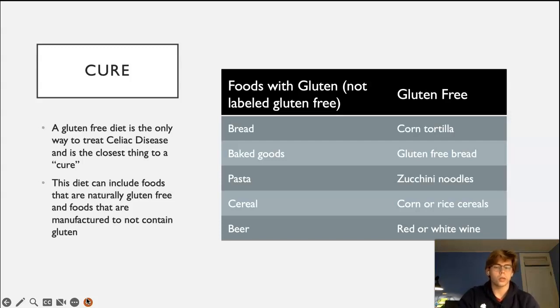If you want to have a burrito, you can use a corn tortilla instead of a flour one. If you want to have spaghetti, you can use something like a zucchini noodle. For cereals, you have to stick with a corn or rice cereal, something like Rice Chex. And then for alcohol, you can drink red or white wine. There's also certain types of beers that don't have gluten in them, or for certain people, the amount of gluten in them is low enough that you can drink them. I know Corona is one of them. I'm sure there's a few others, but these are all things that celiac patients research on their own and have to find out.